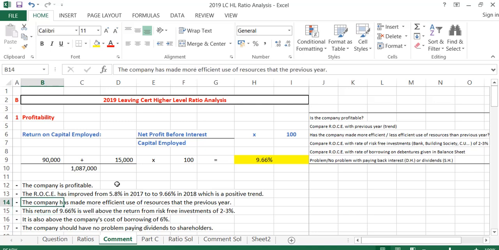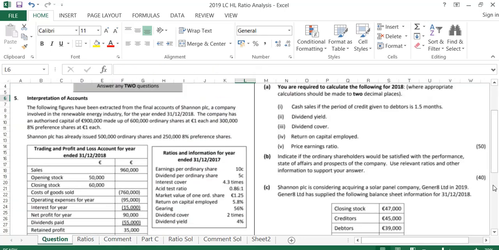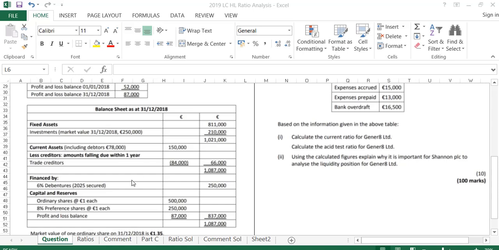The return of 9.66% is well above the return from risk-free investments of 2 to 3%. So if you invest your money in a bank or building society or credit union, you get a rate of interest of around 2%. They all vary. If you invest your money in a company, you'd expect a greater return because there's more risk involved, and we have that greater return. It's also above the company's cost of borrowing of 6%. So here the cost of borrowing on debentures is 6%.